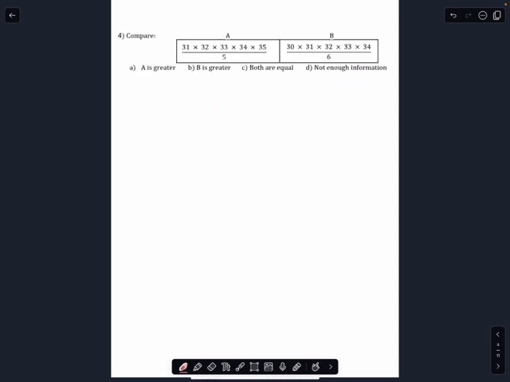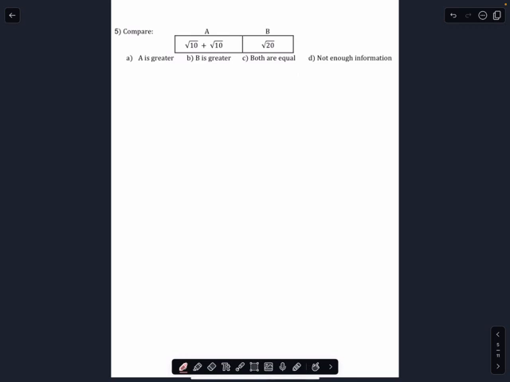Okay, now we have number 4, and we're asked to compare between column A and column B again. Now, with multiplication, from both sides, you can easily cross out the common ones, right? So we have 31 on both sides, cross out 32, 33, and 34. What we're going to be left with is 35 over 5 and 30 over 6. If we simplify this down, 35 divided by 5 is 7, and 30 divided by 6 is 5. And we know that 7 is greater than 5, so A is our answer for number 4.